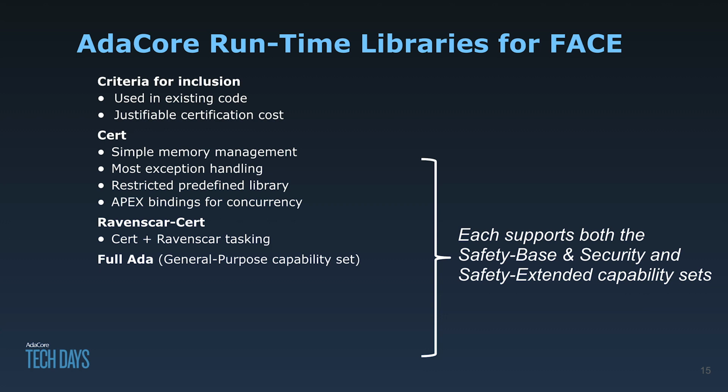And indeed, actually, both cert and Ravenscar cert support both the safety base and security as well as safety extended. You get the safety base and security from cert through the Apex bindings for concurrency, and you can get it through Ravenscar with Ravenscar cert.